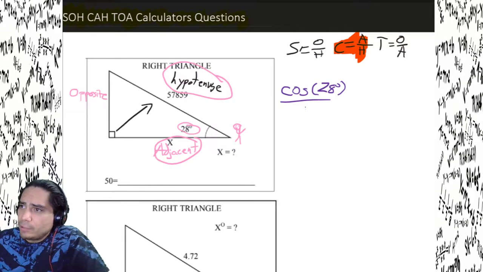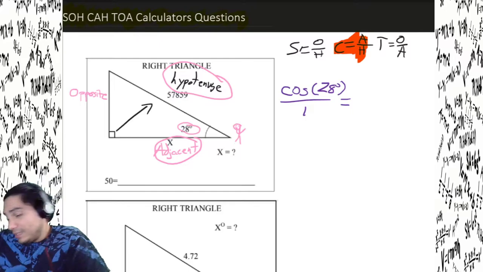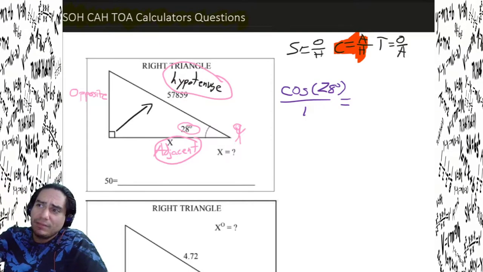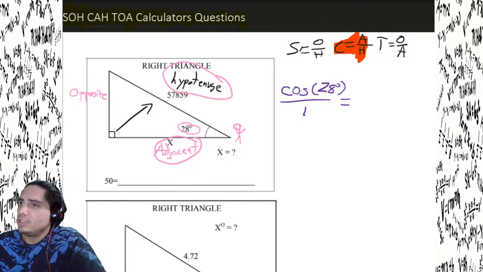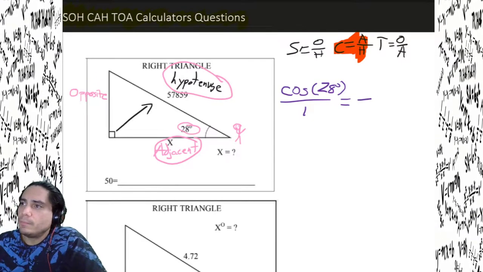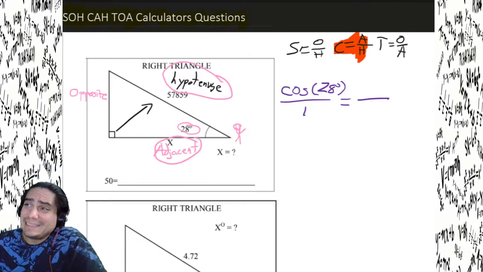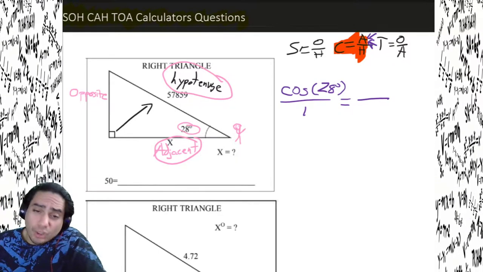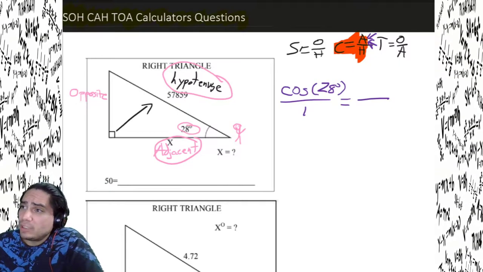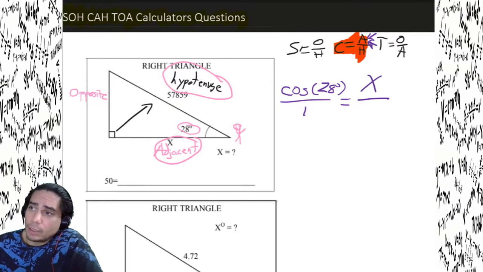Now, we're going to go ahead and put that over 1, because at the end of the day, cosine of the angle is always on one side of the trigonometric ratio, but we always like to put it over 1, because this is a proportional relationship. Now, the adjacent, as you can see here, I'm pointing to it right there. It's going to be the numerator, okay? So we're going to have to put that x right there.